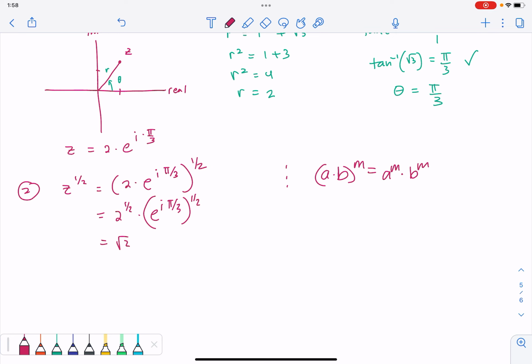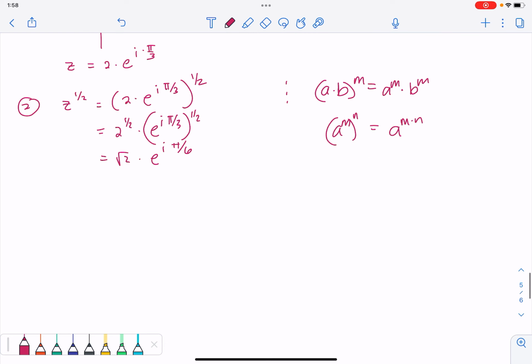Now, when I have, let's do another example, a to the m all to the n, this becomes a to the m times n. Just means the exponents multiply. So this gives me e to the i times pi over 3 times 1/2. Well, that just gives me pi over 6. Okay, so now this is z to the 1/2. Great, except this is in polar form, right? This is the polar form of my square root.